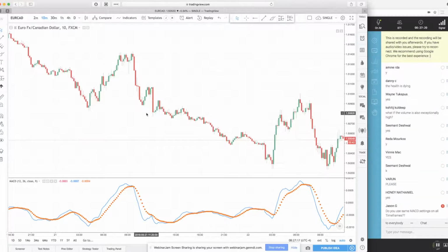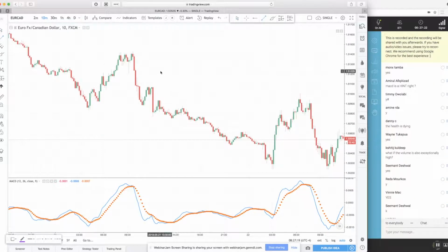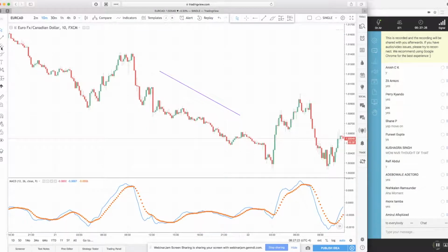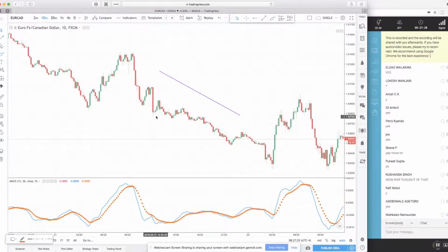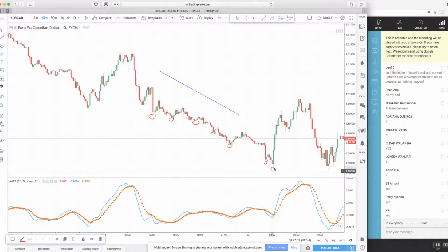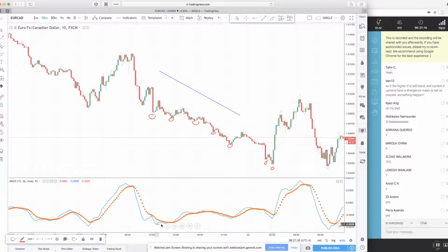So, here we go. In this particular downtrend, you see the market's doing the same thing. Markets are getting lower and lower and one more low. But your divergence is not lower at all. In fact, it starts going higher and higher.